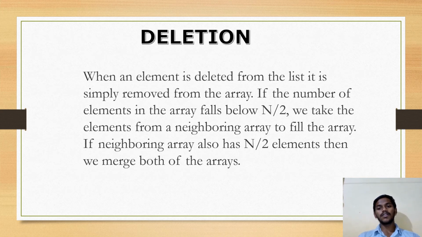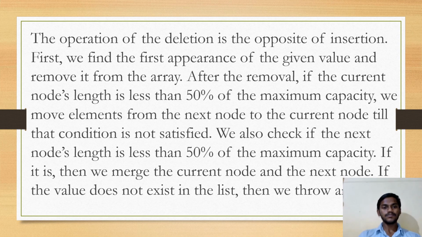Deletion. When an element is deleted from the list, it is simply removed from the array. If the number of elements in the array falls below n/2, we take elements from the neighboring arrays to fill the array. If neighboring arrays also have n/2 elements, then we merge both of the arrays. The operation of deletion is the opposite of insertion.